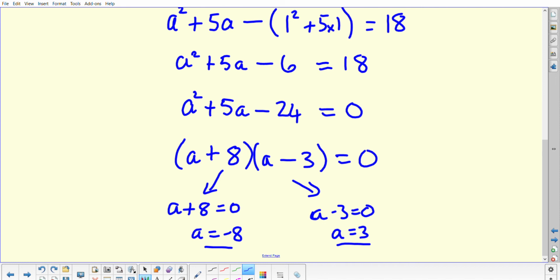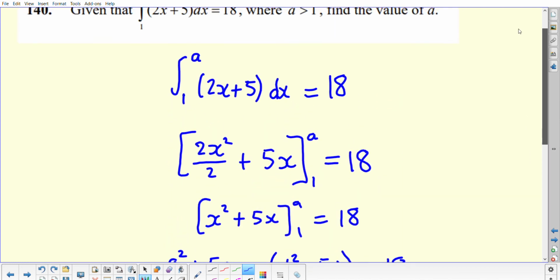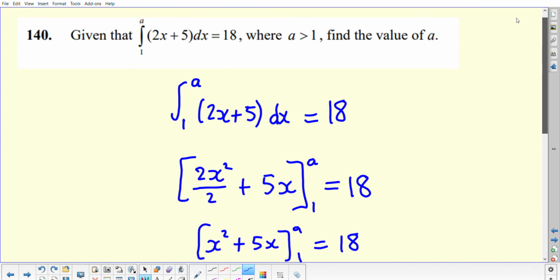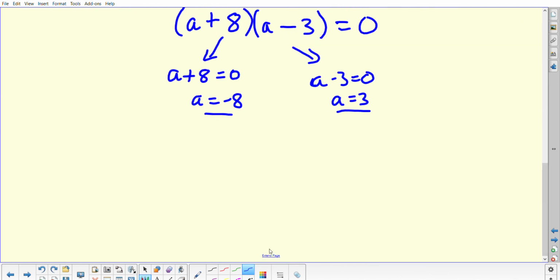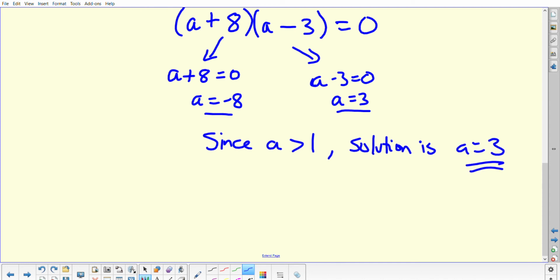And you might think you're finished there. However, if you read the question, you'll see that you are finding the value of a where you're specifically told that a has to be greater than 1. So that would mean down here that the a equals negative 8 isn't valid. So what we say is, since a is greater than 1, your solution is a equals 3, and that would be it.